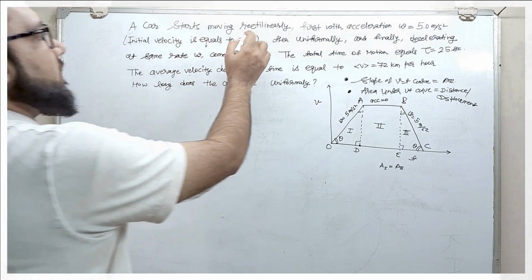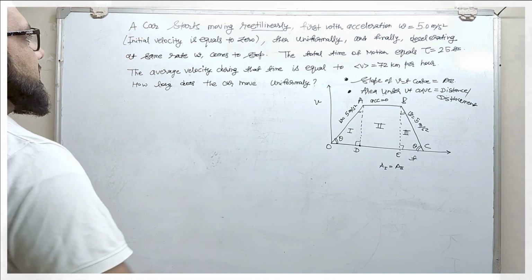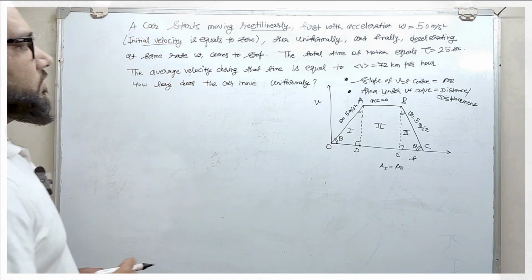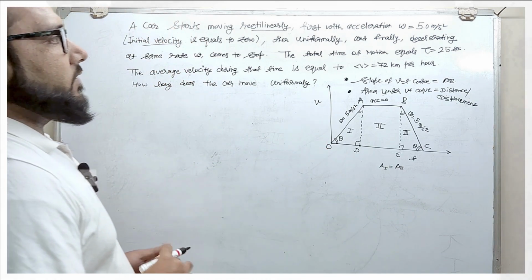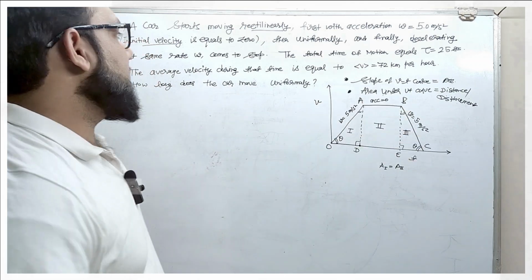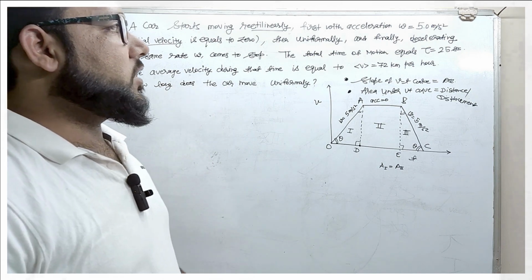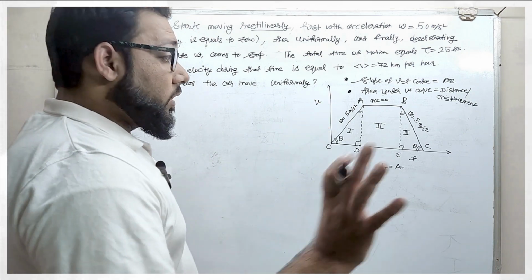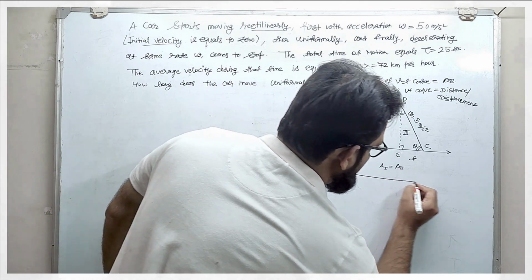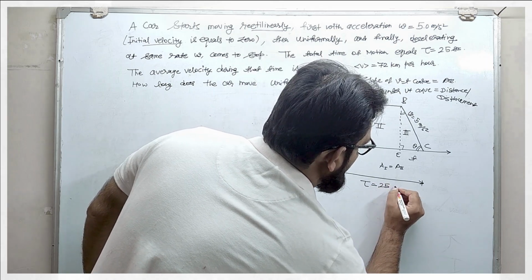A car starts moving rectilinearly, meaning in this way, with acceleration 5 meter per second square. The initial velocity is equal to 0. Then uniform motion, AB portion is uniform and BC is the decelerating portion at the same rate omega, and it comes to stop. The total time of motion is tau, that is 25 seconds. So the total time for the journey from A to C is 25 seconds.